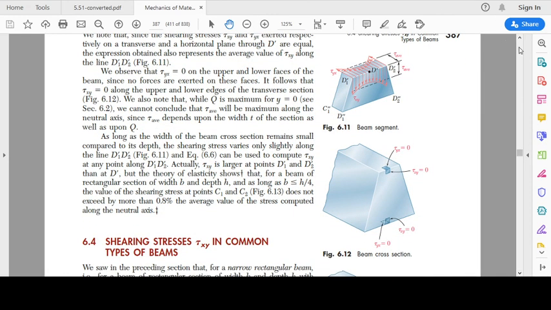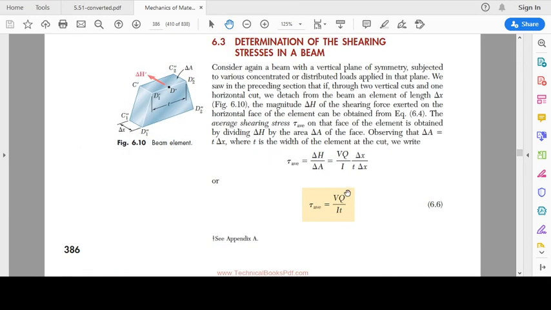So we are going to use this formula, and when we use it, V is just the value of shear force at that section, whatever section we are considering. I is the second moment of area of the beam. T is the thickness of the beam at the location where we are finding the average horizontal shear. And Q is the integral of y dA, so this is just the first moment of area.